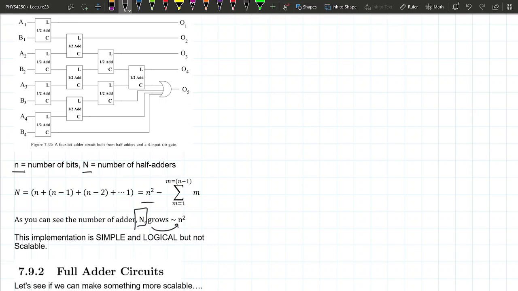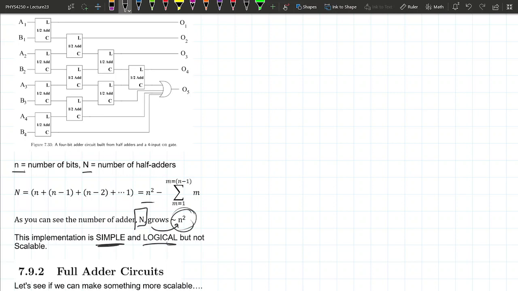I'm not sure what 64 squared is. So that's 2 to the 6 squared, 2 to the 12. It's a big number. It's like 4,000 or something like that. So you can see that having the number of adders grow as the number of bits squared is not a good scaling. Your stuff is going to get more and more expensive. Okay. So this implementation is very simple and logical.